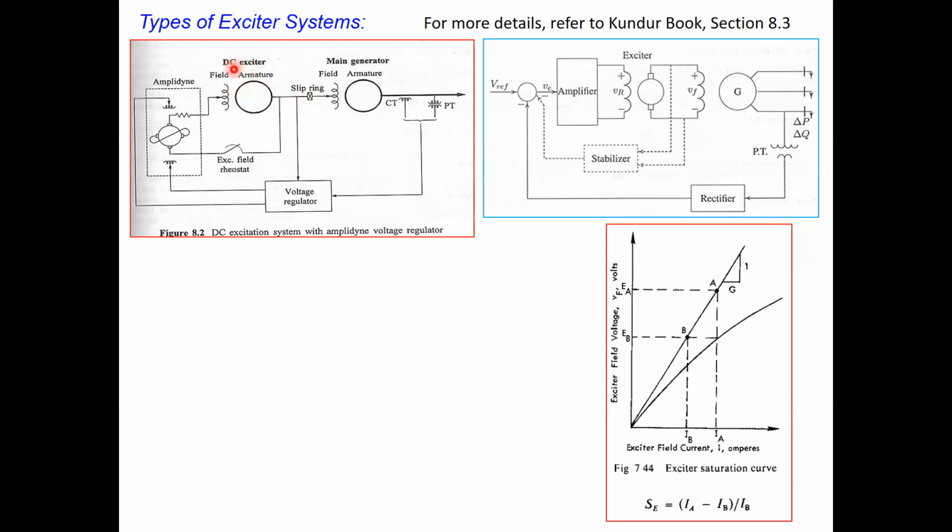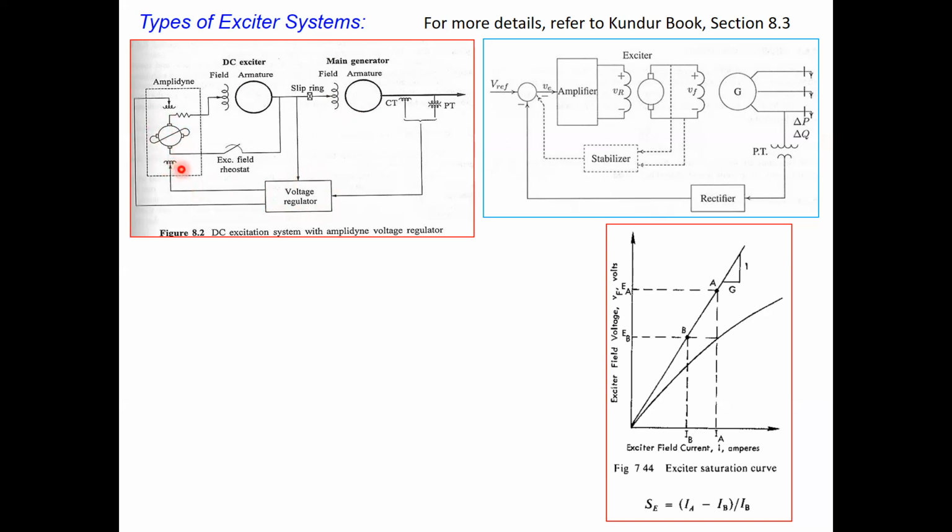Now, what will be the source for the field winding of this exciter? Again, we have a source here that we call the amplidyne. The amplidyne is basically a DC source, but it has several stages of amplification. So with a small voltage signal, which we get from the CT and PT through the regulator, we can have some amplification to the field circuit, so as to excite the output terminal.